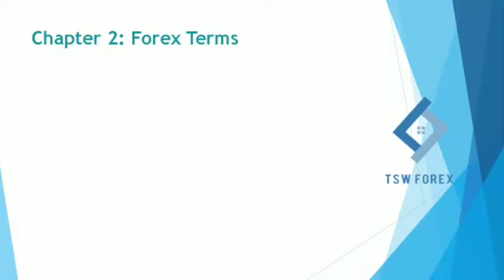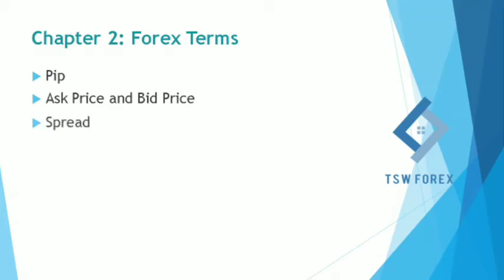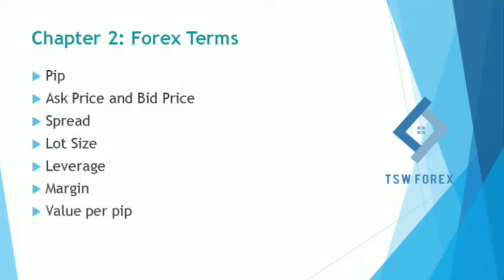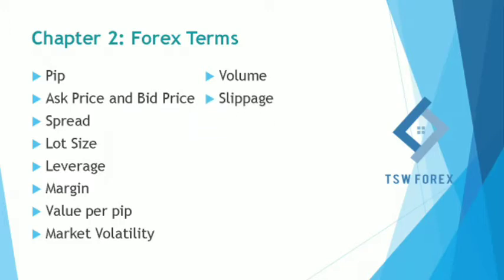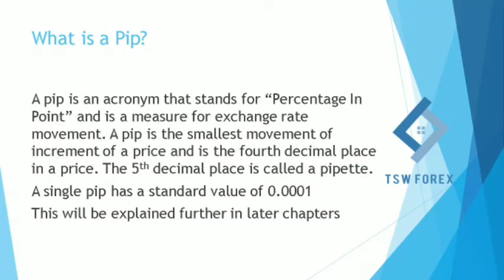Okay, so in this chapter we're going to talk about Forex terms. First, we're going to look at what is a pip. We're going to talk about ask price and bid price. What is a spread? We're going to talk about lot sizes. What is leverage? What is margin? How to calculate value per pip? Market volatility. Talk about volume, slippage, market gap, long and short. We're going to talk about the terms long and short. So let's get straight into the first one.